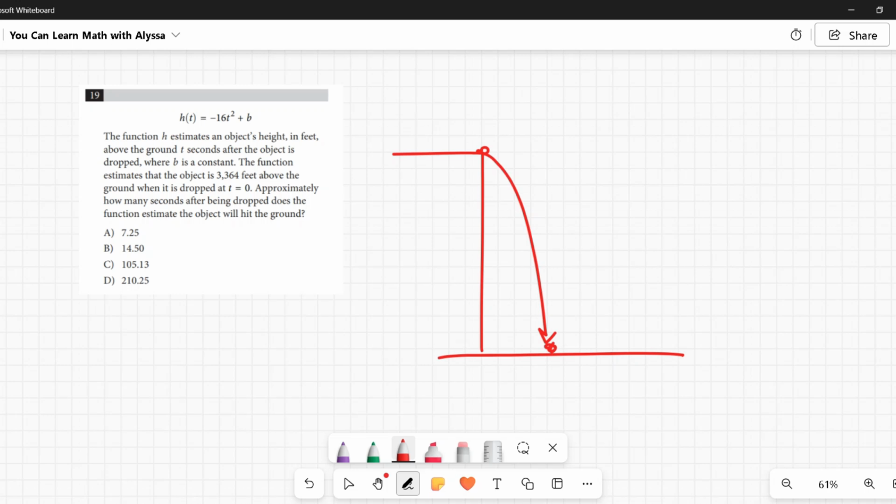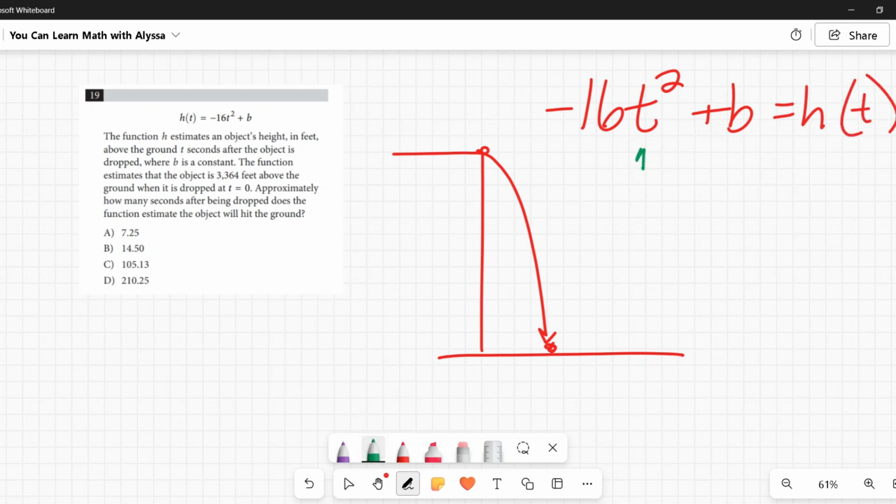All right, and it's represented by negative 16t squared plus b equals h of t, where t is the time in seconds, b is a constant that we don't know what it is yet, and then h of t is going to be the height of the object as it's falling. Okay. This function estimates that the object is 3,364 feet above the ground when it is dropped at t equals 0.